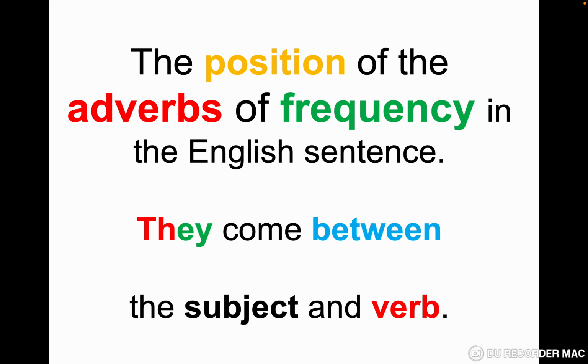Now we have a problem: the position of the adverbs of frequency in the English sentence. So where do we need to put the adverb of frequency? The simple rule is very easy. They come between the subject and the verb. This is the easy position for adverbs of frequency at level 1.